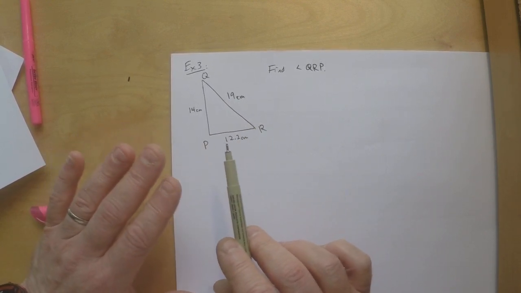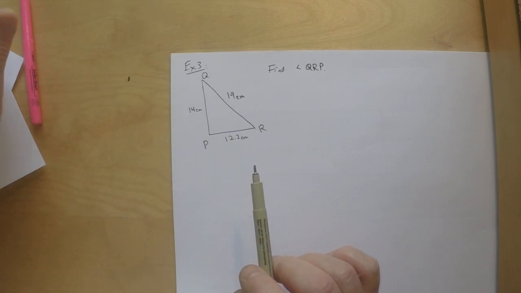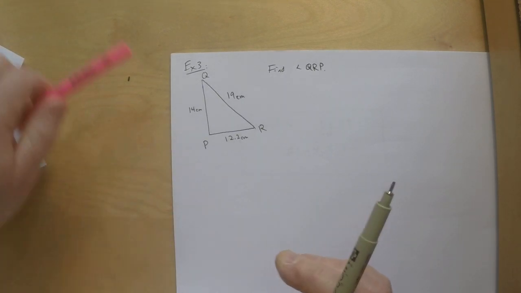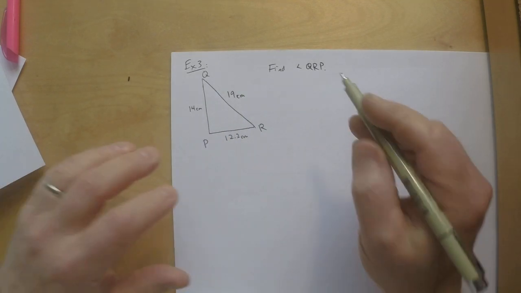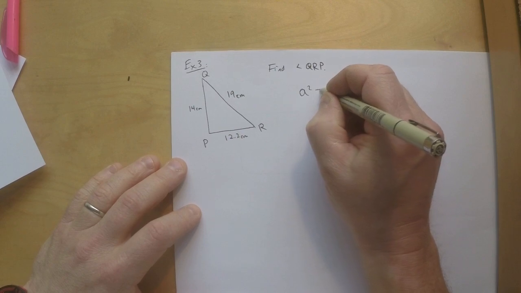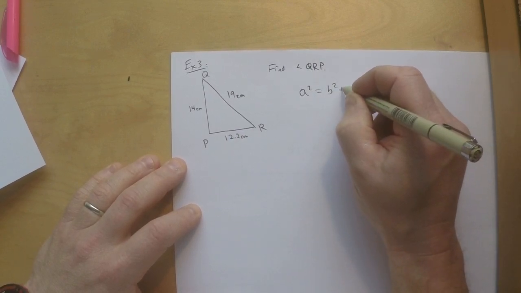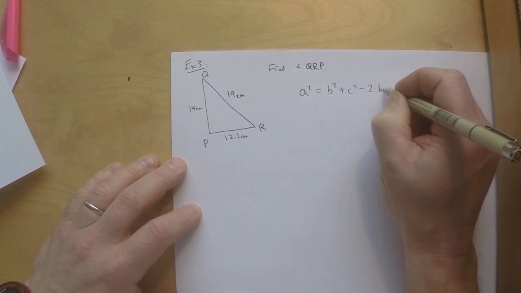You never ever do that. You have to always err on the side of caution and say, nope, okay, can't use Pythagoras or SOHCAHTOA. It is SSS, so it is cosine. So I go to the formula and write it out properly.